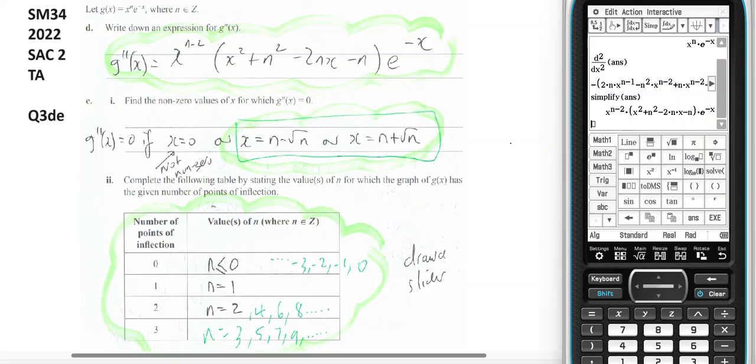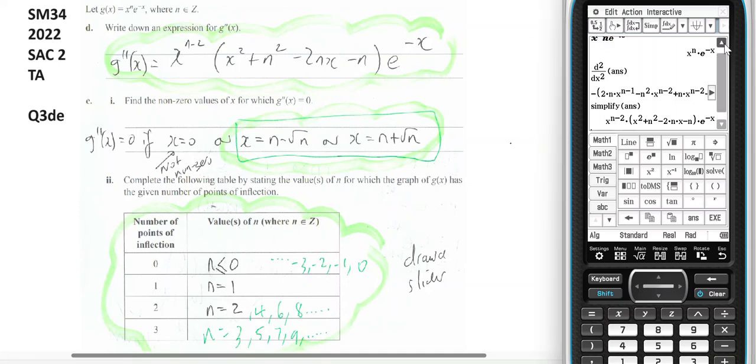Okay, so this comes out of the 2022 Tech Allowed Calculus SAC, and we're looking at 3D and particularly E, how you might use a slider to come up with the values. So we have this function. I've got the function over here. I've taken the second derivative, hit simplify, and got this expression.